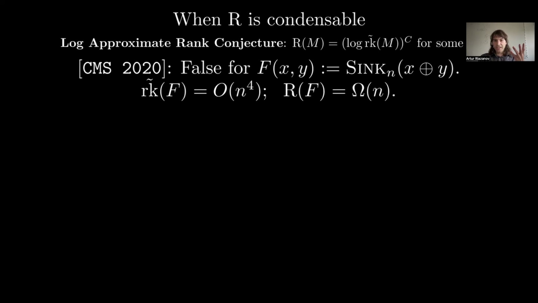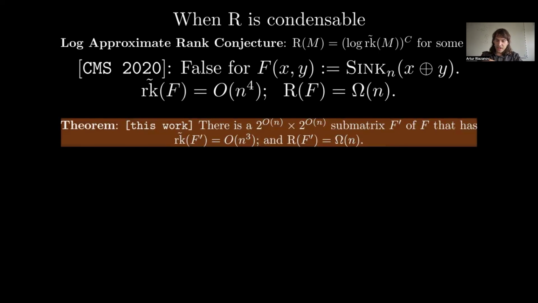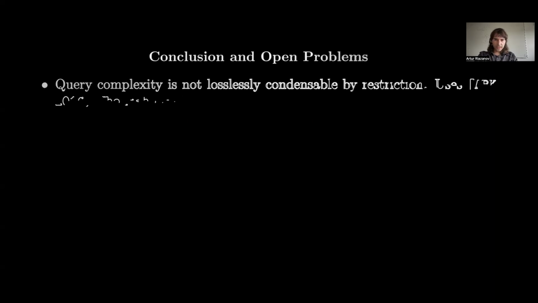A subset of the authors were interested in improving this separation. They wanted to turn n to the fourth into n to the cube, and they proposed some sophisticated method of doing so. But we are able to prove their desired separation simply by condensing the original function. We show that you can condense this function, sink of XOR, to a matrix of size 2^n by 2^n such that it retains the original query complexity, and it's not hard to show that for any matrix of such size, approximate rank falls n-fold. Okay, so this is a nice application of condensability, and it shows that it is really a rich notion. Usually it's completely false, but in this very important example, it turned out to be true in a very strong sense.